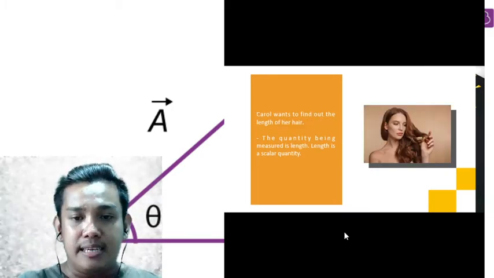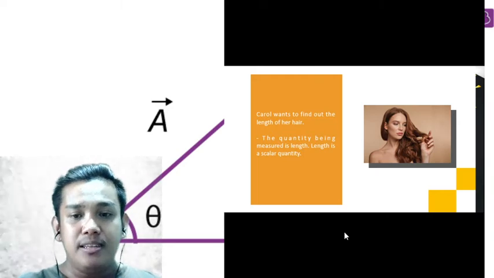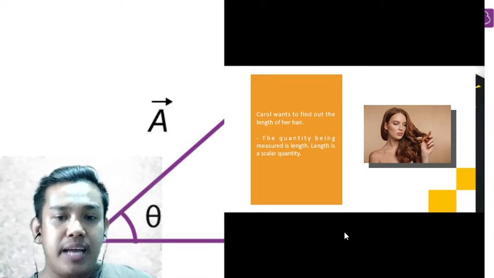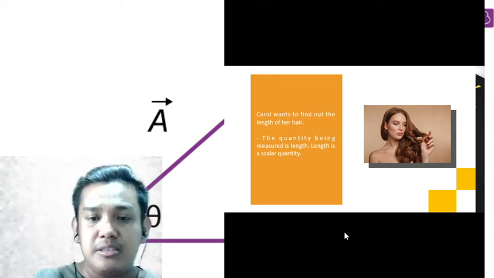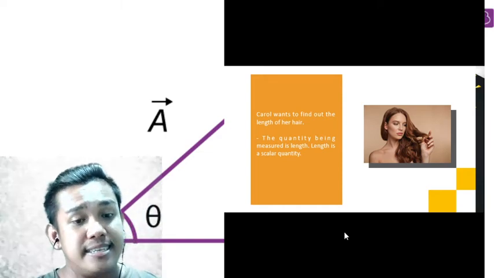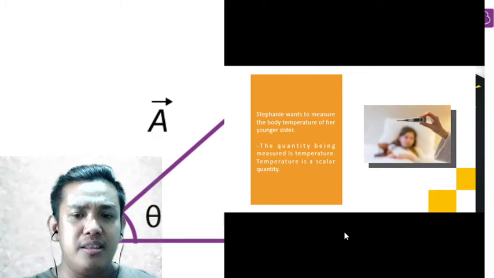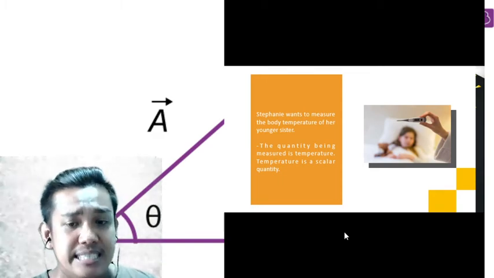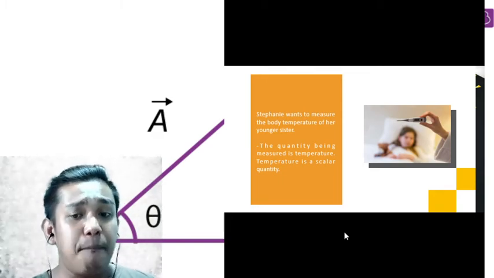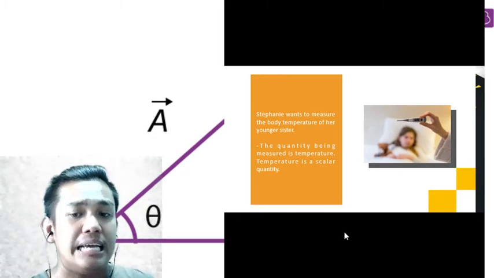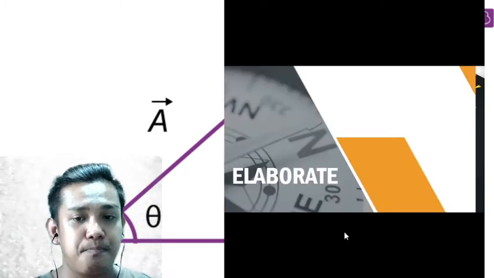Next, Carol wants to find out the length of her hair. The quantity being measured is length. Length is a scalar quantity. Stephanie wants to measure the body temperature of her younger sister. The quantity being measured is temperature. Temperature is a scalar quantity.